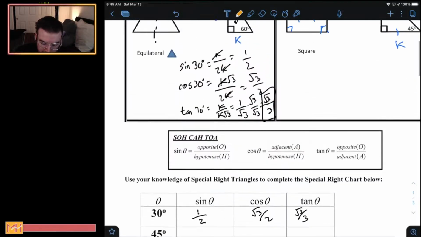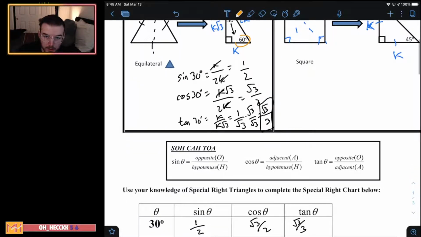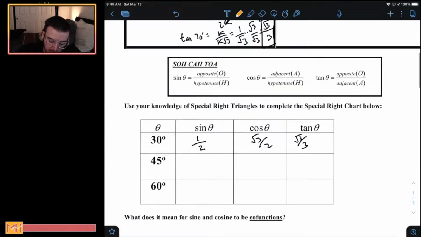Some similar things happen when you do 60 degrees. I'm not going to write them all out. You can investigate that on your own. Sine of 60 degrees is root 3 over 2. Cosine of 60 degrees is 1/2. And tangent of 60 degrees is root 3.